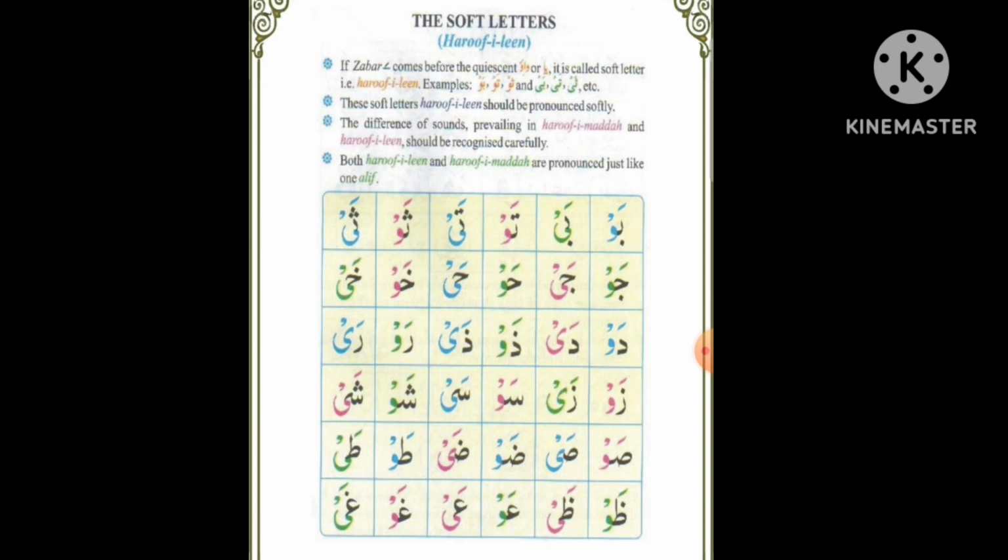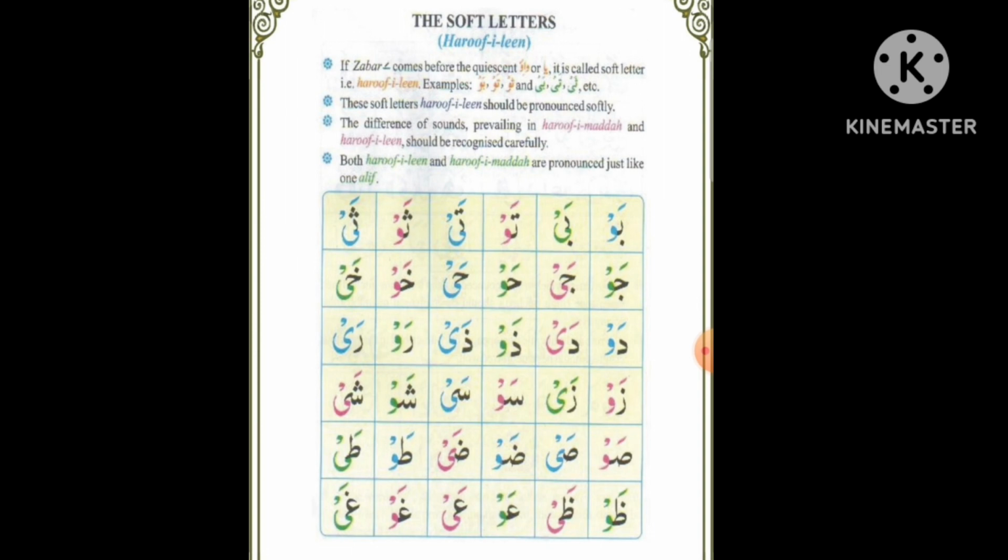We are going to learn the soft letters, which in Urdu and Arabic are called the letters of leen. Why are they called soft letters? Leen is the Arabic and Urdu word for soft. They are called soft letters because they are to be pronounced very softly and quickly.